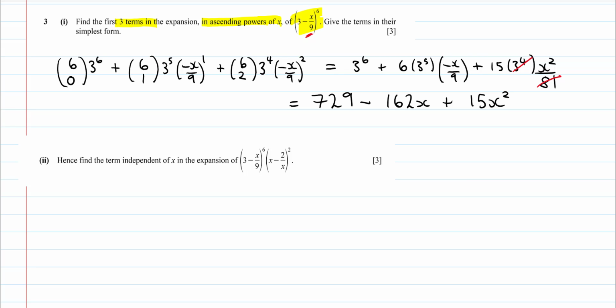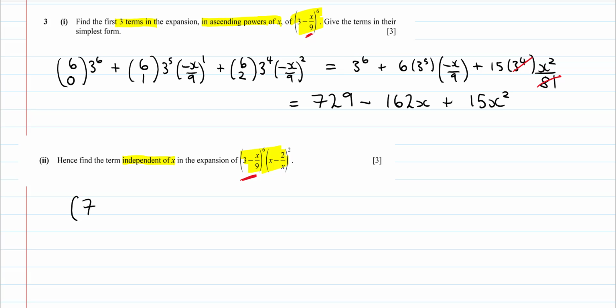For question 3 part 2, we need to find the term independent of x in the expansion of this expression. The term independent of x is just going to be our constant term, because it does not rely on x at all for its value. So we know the expansion of this 3 minus x over 9 to the power of 6, so we'll write that out first.